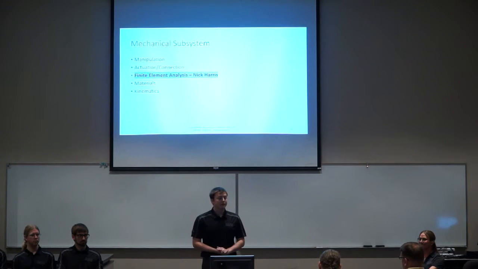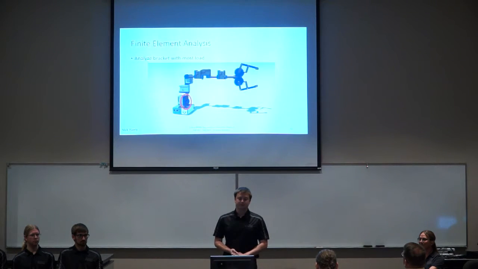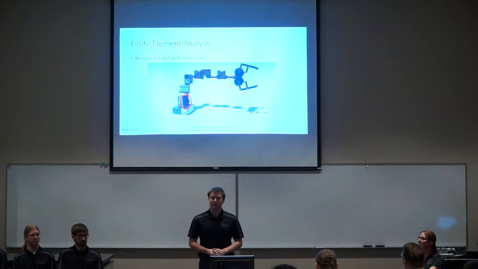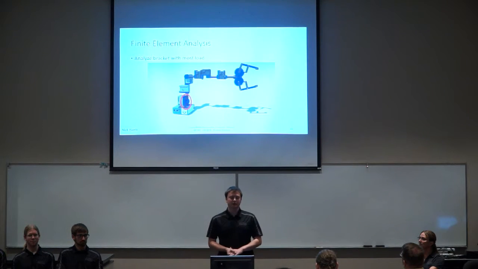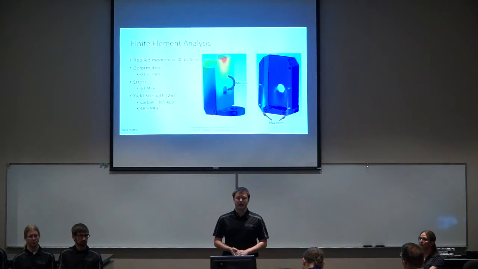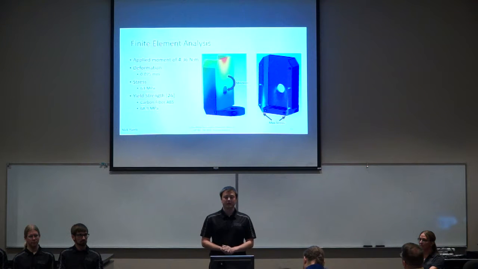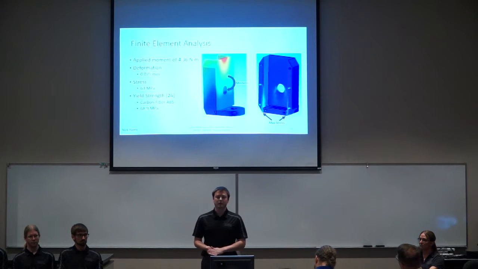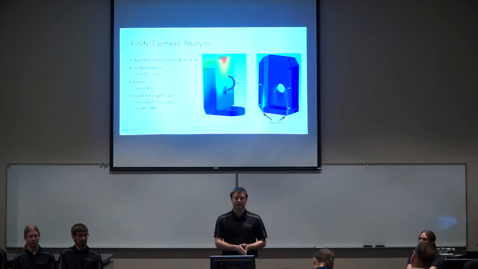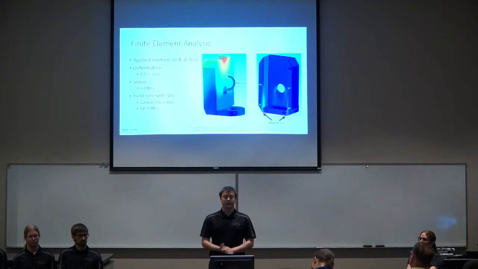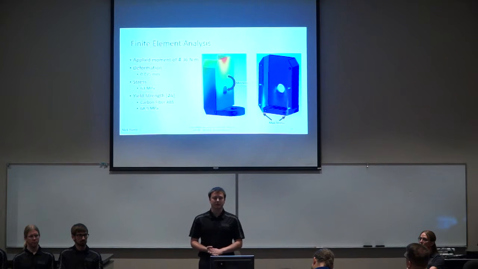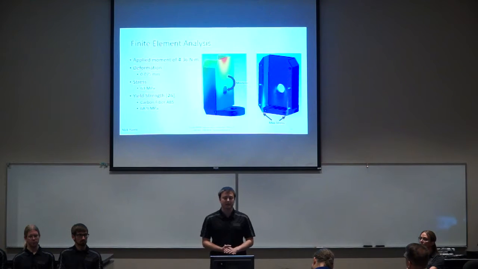And I will discuss the finite element analysis. First, we analyzed the bracket that's going to have the most load on it. Right here, this is going to be the lowest bracket, so it's going to have the largest load. We applied a moment of 4.36 Newton meters. We got that number from the previous torque calculations. That was the largest moment that we're going to be seeing on this bracket. And we ended up with a deformation of 0.075 millimeters, so that's pretty small, and we're pretty happy with that.